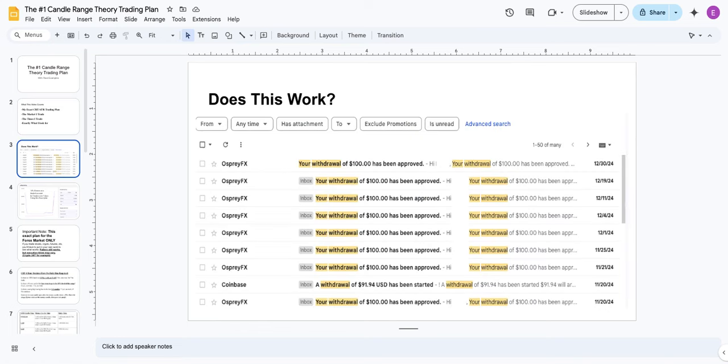Now, people may wonder, does this even work? Well, I wanted to include a little bit of proof, just to show a few withdrawals that I have gotten from the broker that I use, which is Osprey. I'm not an affiliate for them. Do your own research on brokers. I don't recommend any of that stuff. Just do what works for you. But these are some of the emails that I received from them requesting withdrawals.